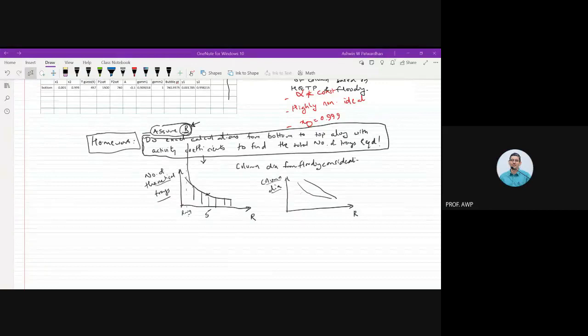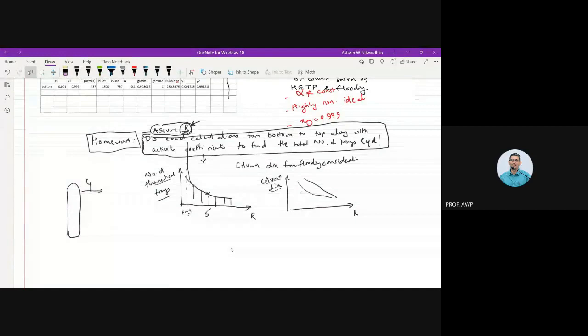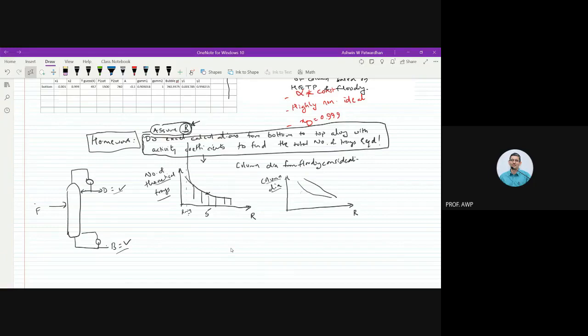If you are talking about a column, this is basic undergraduate stuff here. If you are increasing your reflux, what are you doing? This is your condenser. You are increasing this reflux ratio. Your distillate is the same. That is fixed, right? Bottom product is the same because our feed flow rate is the same. Feed flow rate is the same, feed composition is the same, D and XD are the same, B and XB are the same. Now if I increase reflux ratio, I am having more liquid going to the column. Correspondingly, I have more vapor going to the column.